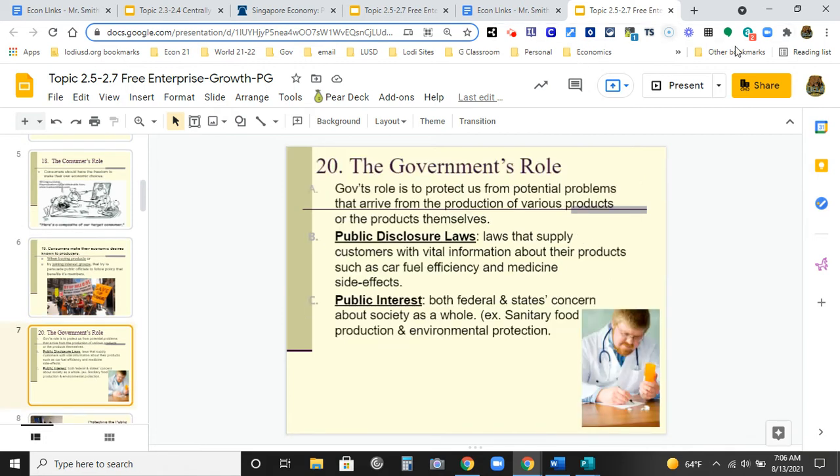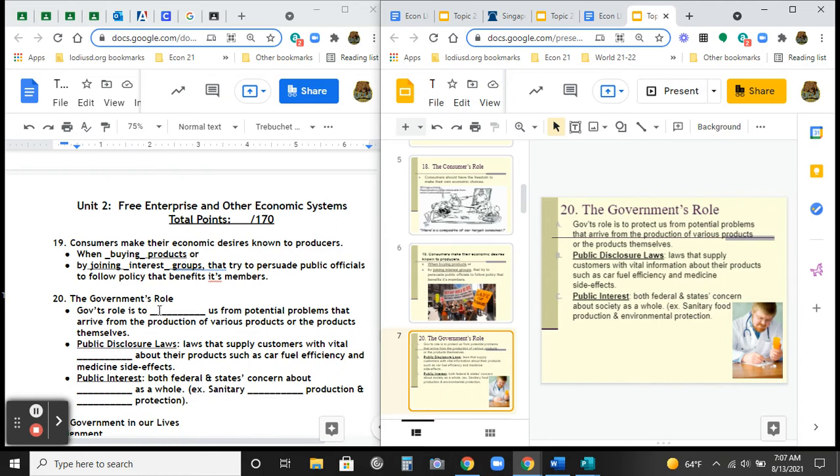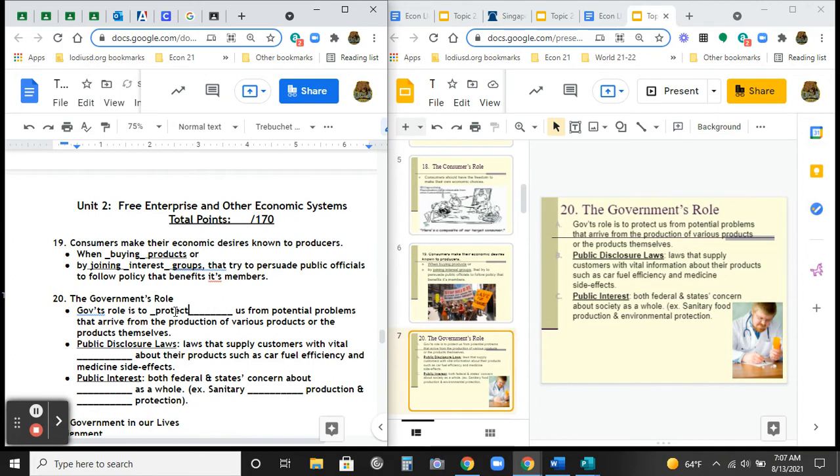The government's role. The government's role is to protect us from potential problems that arise from the production of various products. What does that mean? Well, they're trying to make sure the system works fairly. So their job is paternalistic. Sometimes they do a good job, like with food and drugs and meats and whatnot. But sometimes it's a little suspect. If the lobby gets too much influence, it can make things a little unclear.